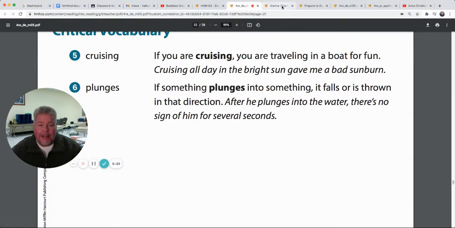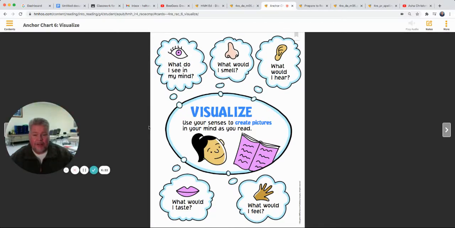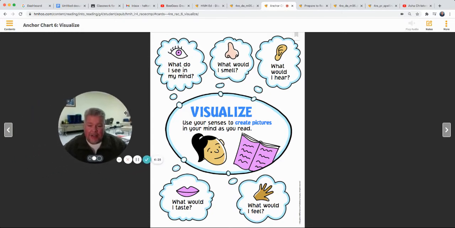Now, thinking about poetry like we're going to be looking at this week, we're going to go back to this anchor chart today of visualizing. Visualizing helps you write poems because visualizing uses our senses to create pictures in our mind.